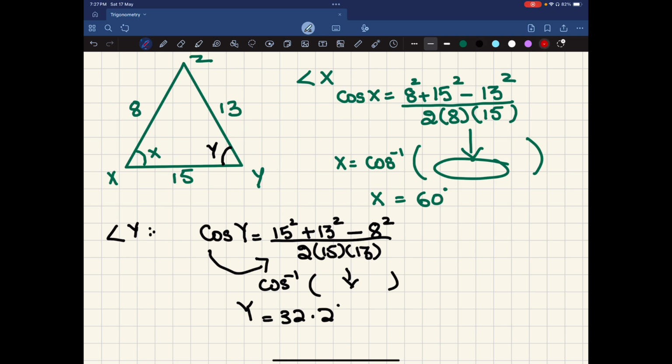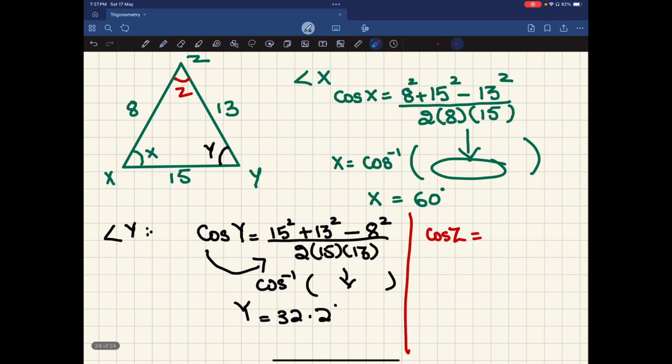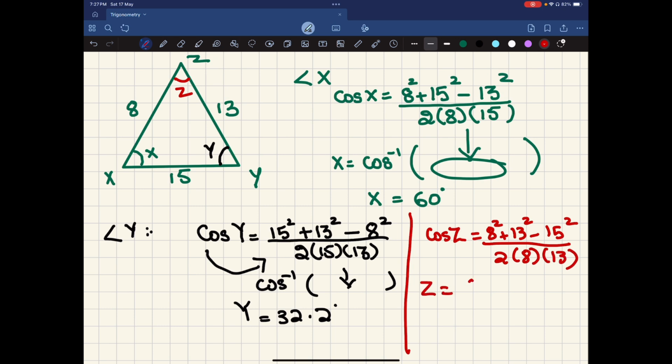Okay, and let's do it for angle Z. Cos of Z will be equal to, what are the neighboring sides? The neighboring sides are 8 and 13, right? So 8 square plus 13 square minus the square of the third side, which is 15, over 2 into 8 into 13, right? And then Z will be equal to cos inverse of the answer of this expression, and Z should be equal to 87.8 degrees.